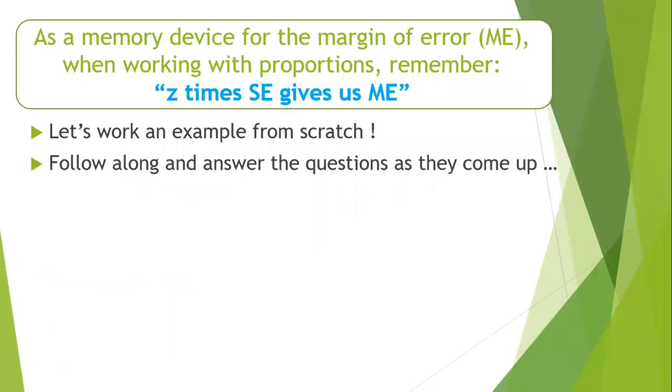As a memory device for margin of error when working with proportions, remember, Z times SE gives us ME. Now let's work an example from scratch. Try to follow along and answer the questions as they come up.